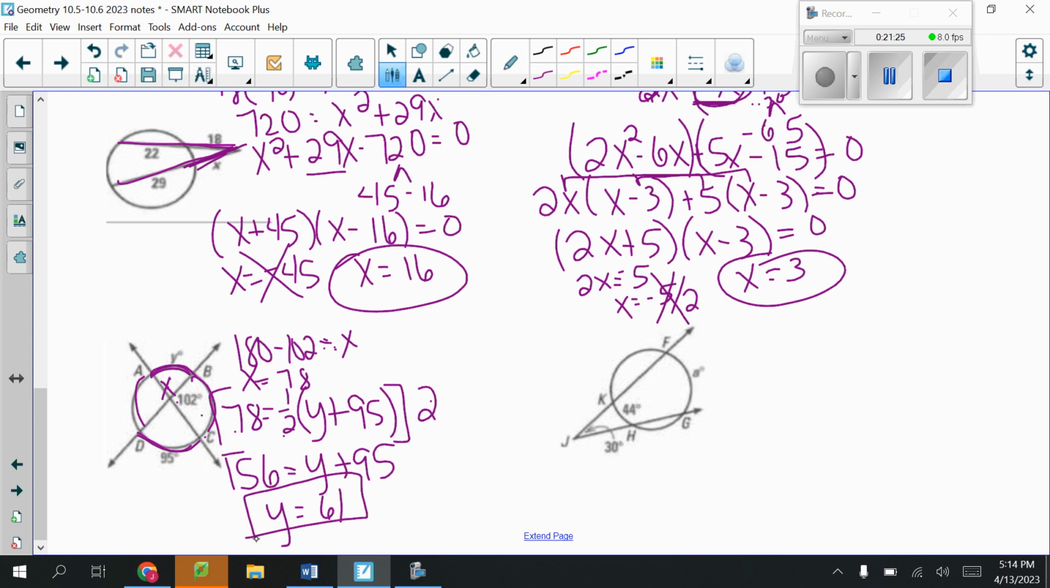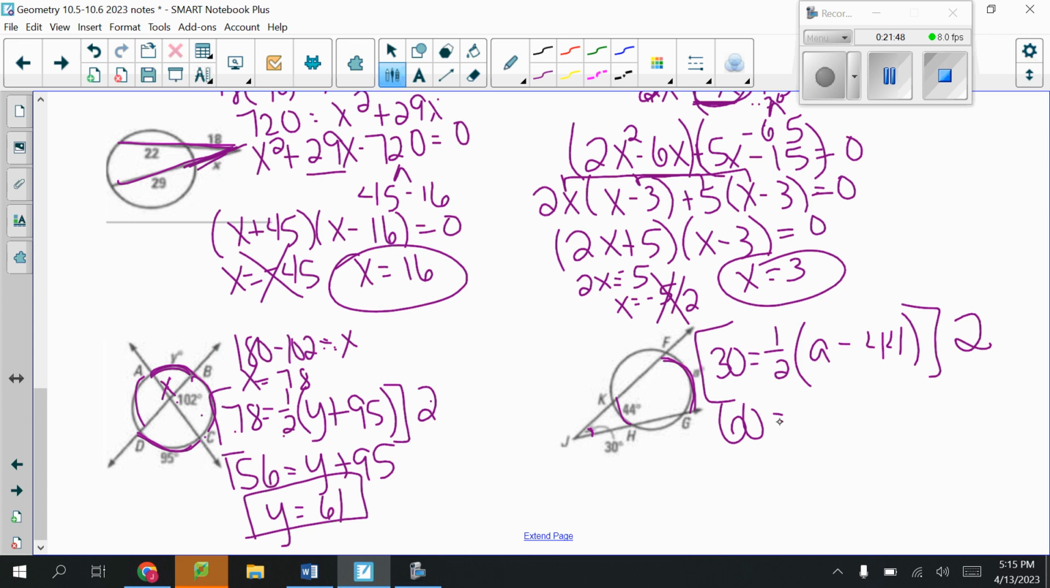All right, our last example. I know this angle in here is 30. I'm looking for this arc. So my formula says the angle 30 equals 1/2. This time I subtract my 2 arcs. The bigger one, A, minus the one on the inside, 44. Again, if I want to get rid of that 1/2, I'm going to multiply everything by 2. So 2 times 30 gets me 60. The 2 and the 1/2 cancel. A minus 44. Add 44 to both sides, and I find out that A is 104 degrees.